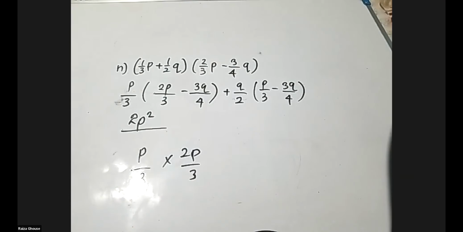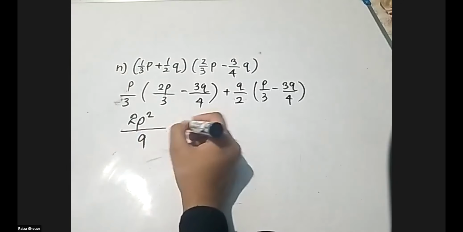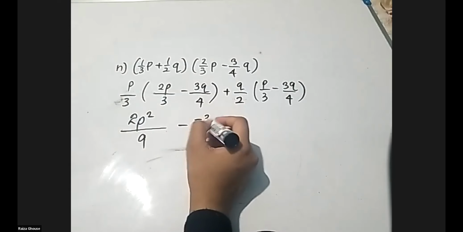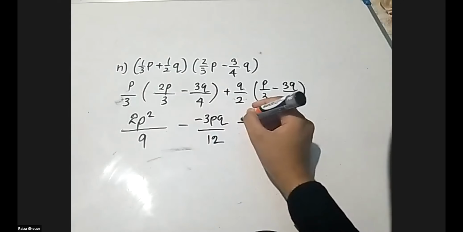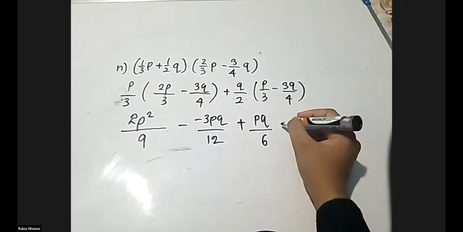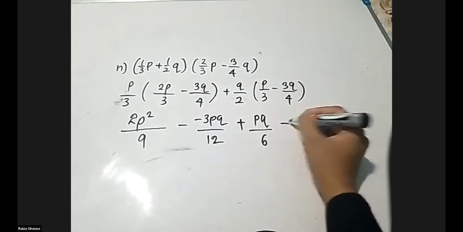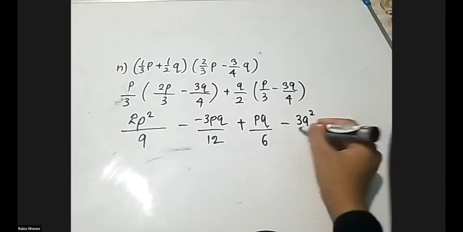Anybody says it could be only 3? No, it should be 9 because you can multiply denominators and numerators in fractions. So I get 9 there. So here p into minus 3q is minus 3pq. 3 into 4 is 12. And now I come to this section, p into q, pq, 2 into 3, 6. And here plus into minus, minus q into 3q, 3q squared, 2 into 4 is 8.